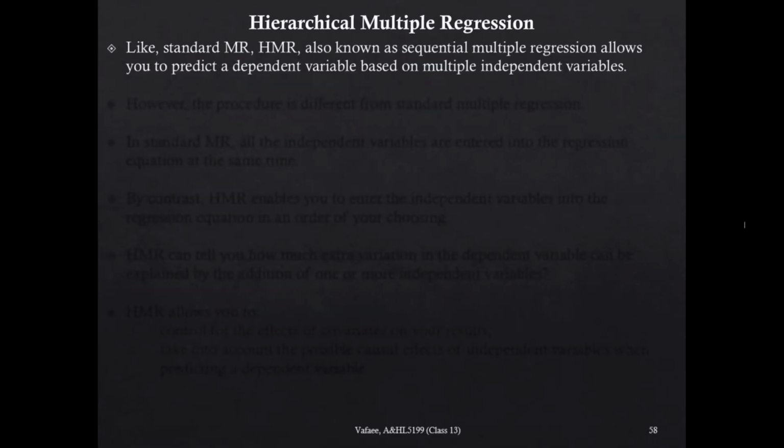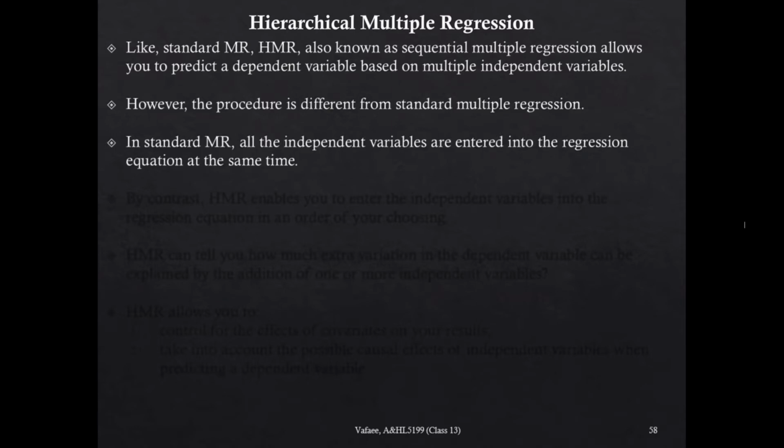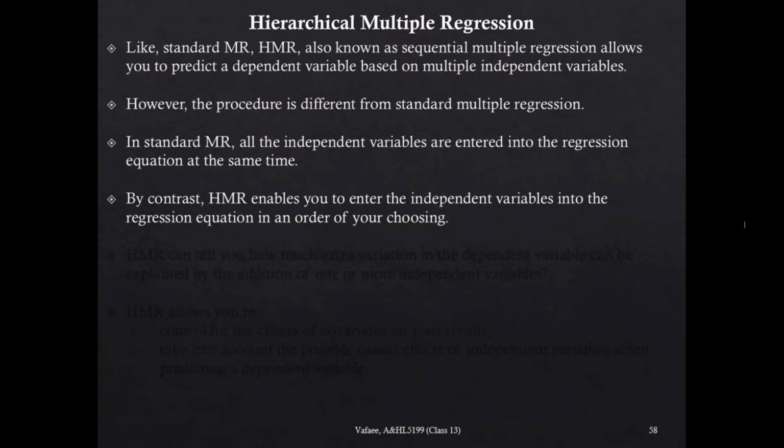Hierarchical multiple regression, like standard multiple regression, HMR, also known as sequential multiple regression, allows you to predict a dependent variable based on multiple independent variables. However, the procedure is different from standard multiple regression. In standard multiple regression, all the independent variables are entered into the regression equation at the same time. By contrast, HMR enables you to enter the independent variables into the regression equation in the order of your choosing.